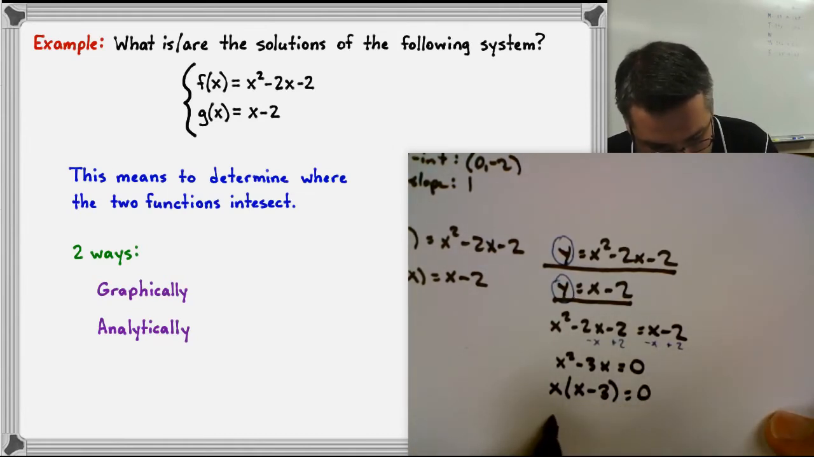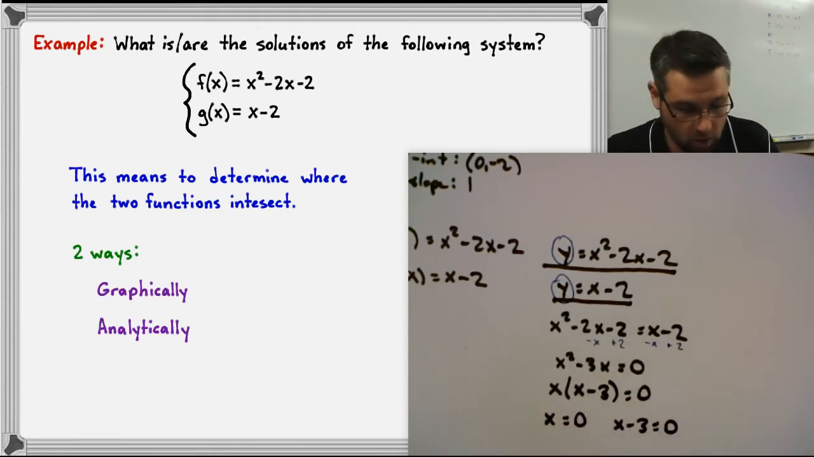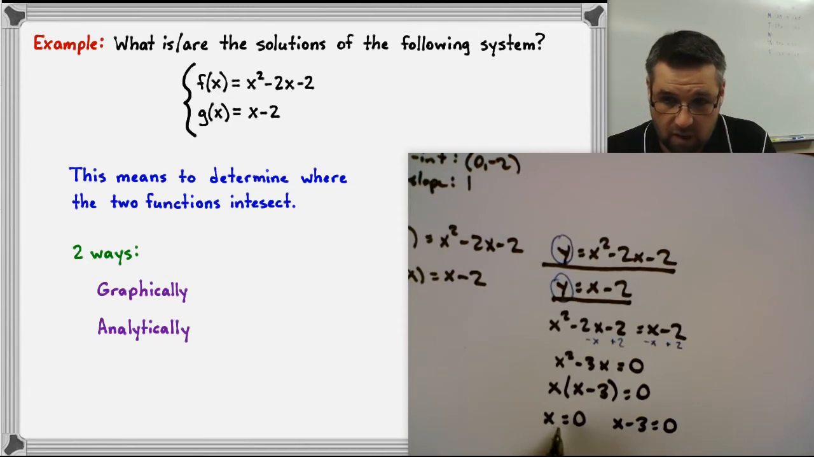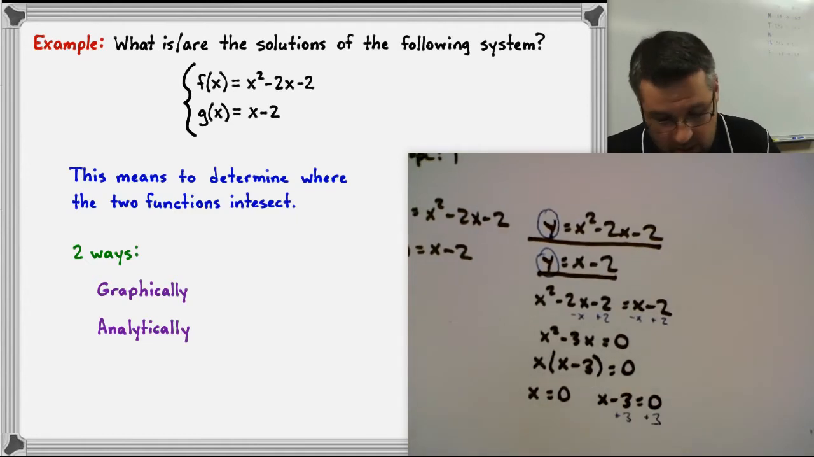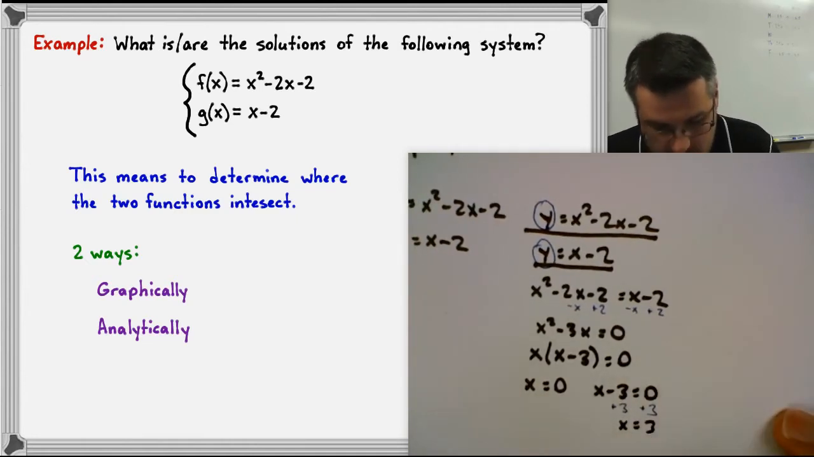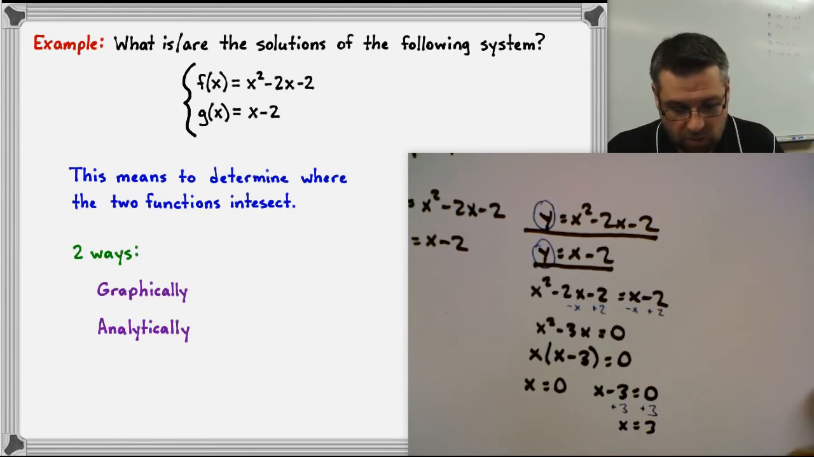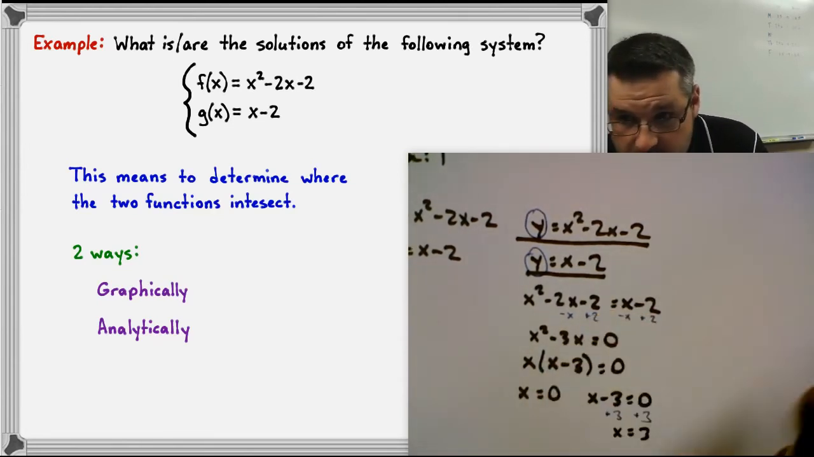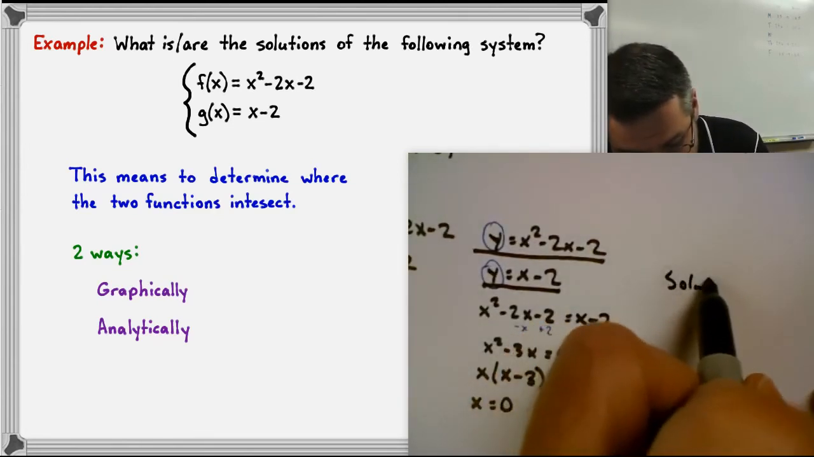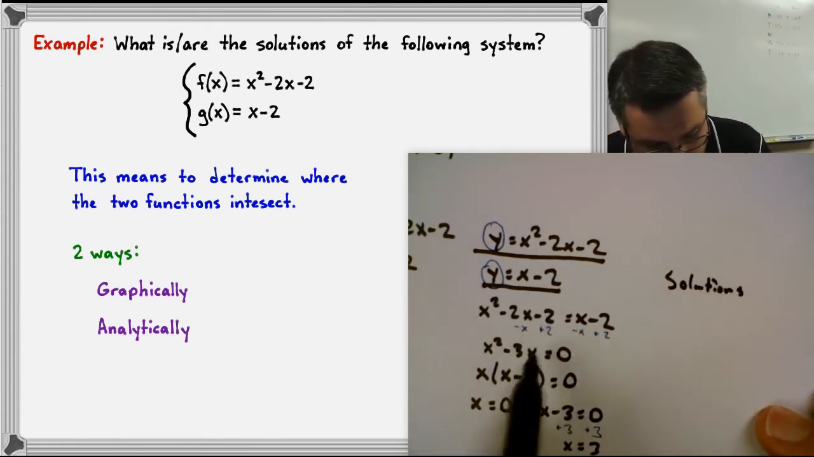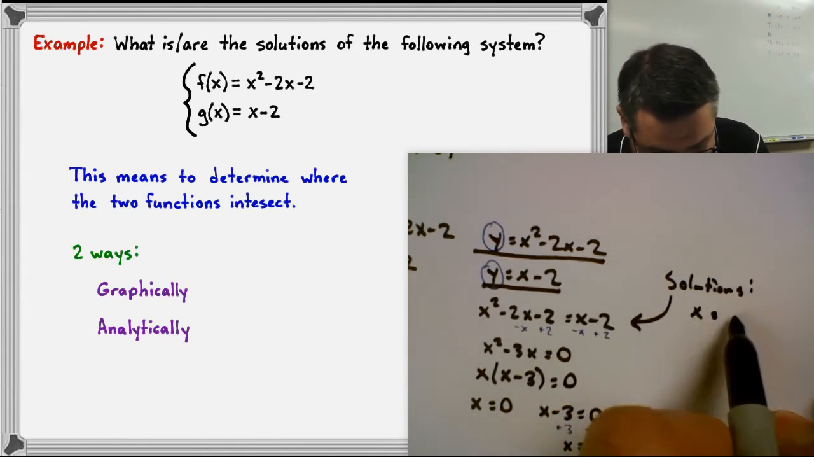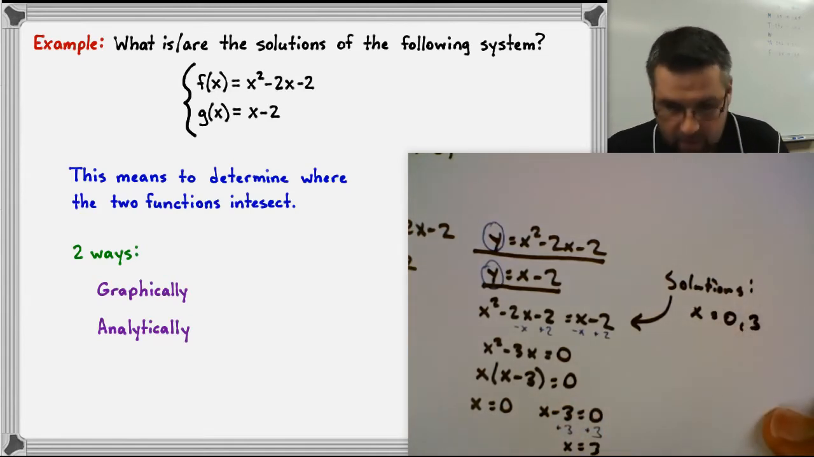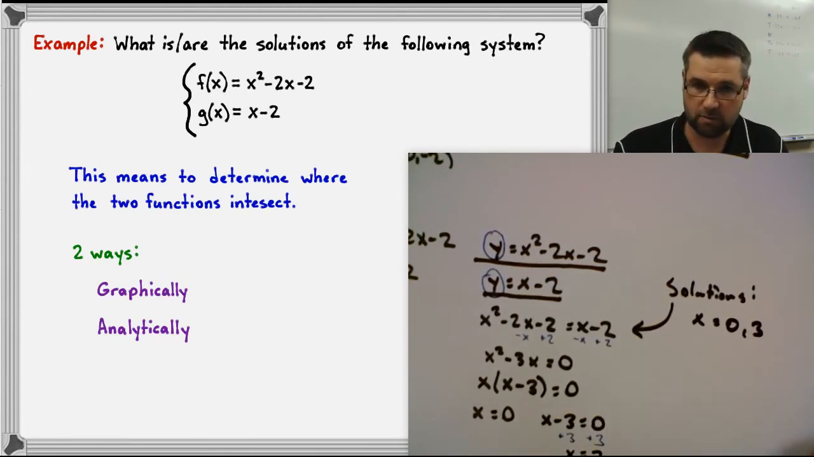Then we do our zero product property, so it's x equals 0, and x minus 3 equals 0. Well, conveniently, this one's already solved. I only need to solve this one, the x minus 3. So we're going to add 3 to both sides, and we end up with x equals 3. Now, what we would say is that, let me go ahead and write this here, the solutions to this equation are x equals 0 and 3. But that's not my final answer, okay?